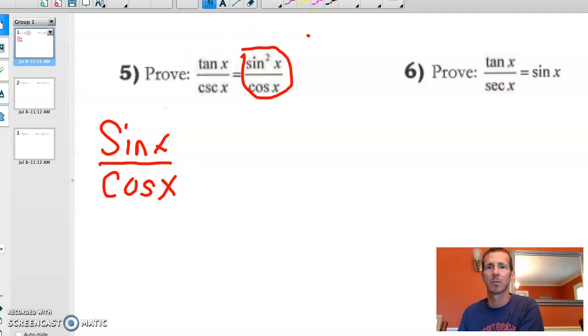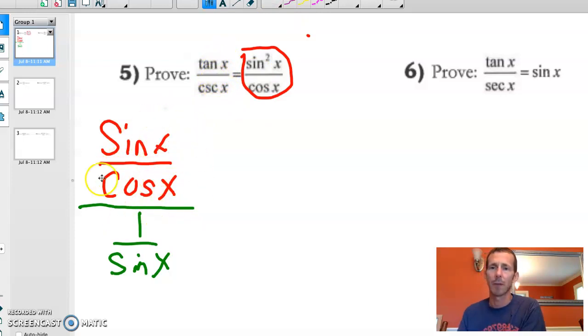Now I'm going to come up here and change. Cosecant is 1 over sine. So over here, I'm going to write 1 over sine x. So the first step literally is taking these two trig functions individually and writing them in terms of sine and cosine. Now I'm just going to use regular mathematical rules.